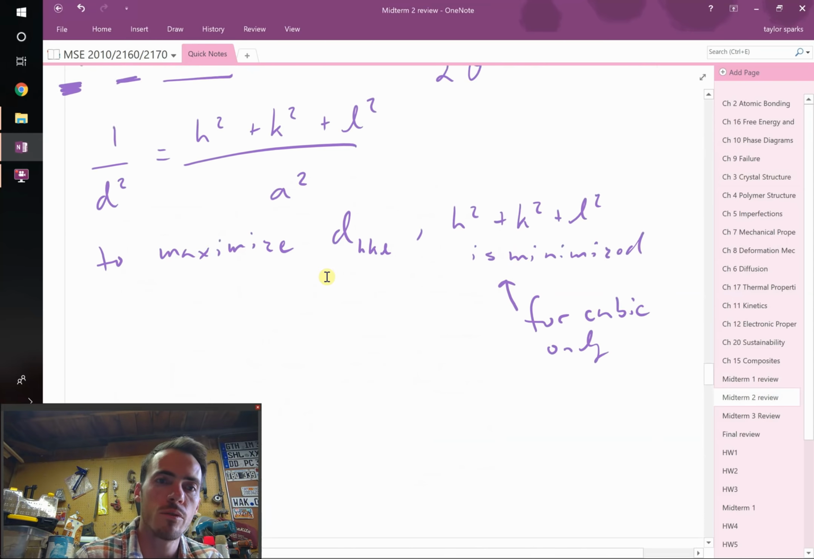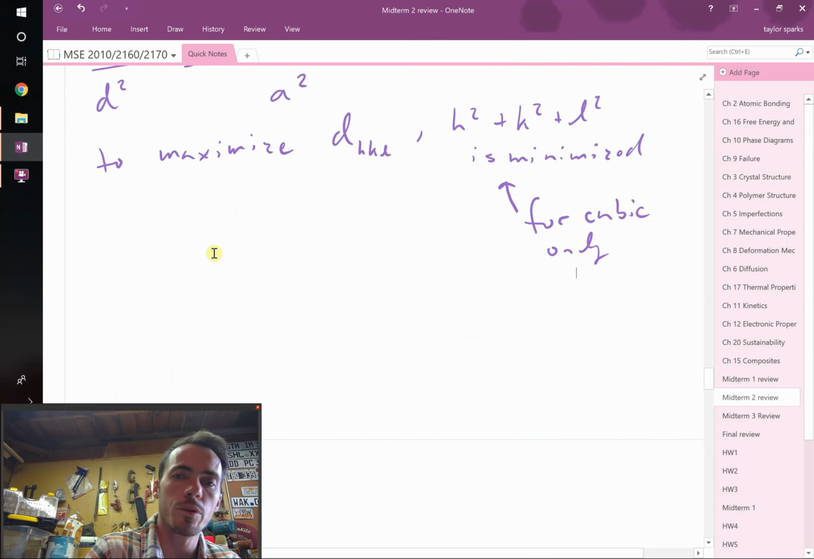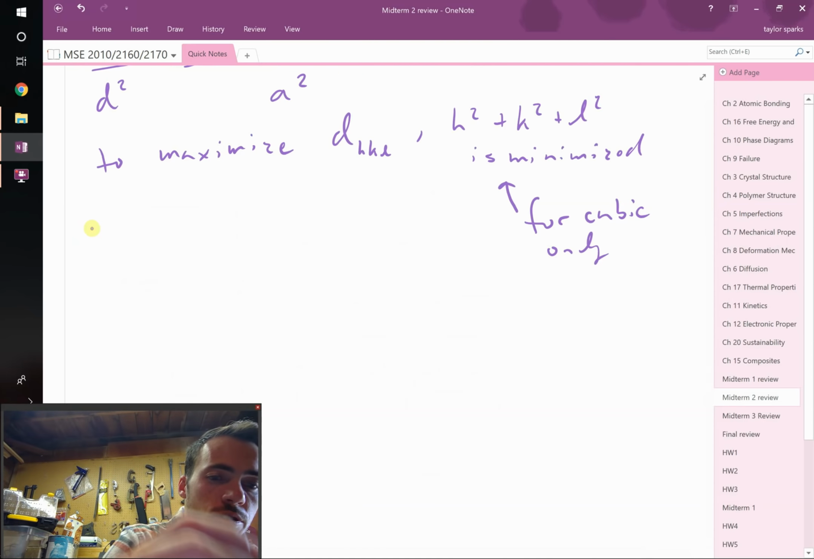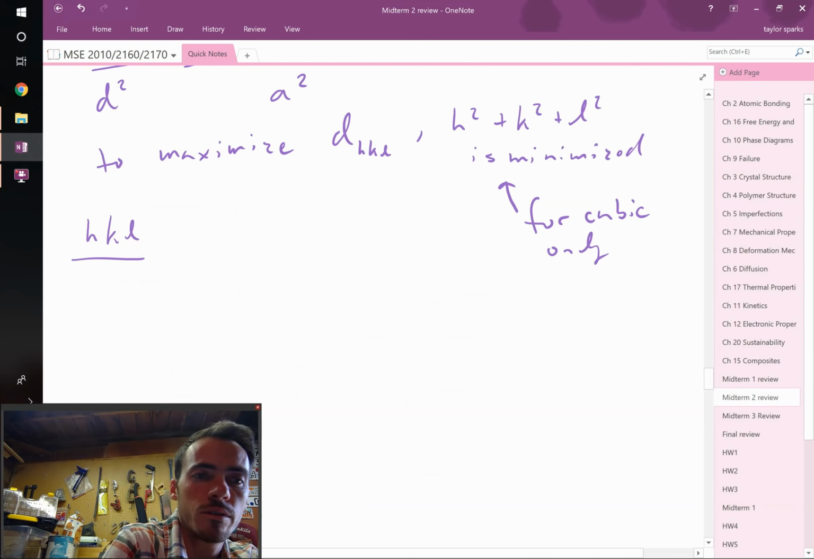So over here, what we're gonna do is we're gonna write out all the HKLs that are allowed. Well, just, yeah, HKL. Write out ones that are allowed. Let's write out h squared plus k squared plus L squared, okay?